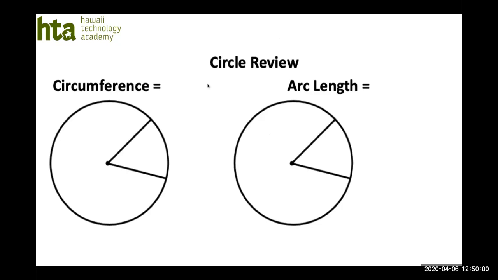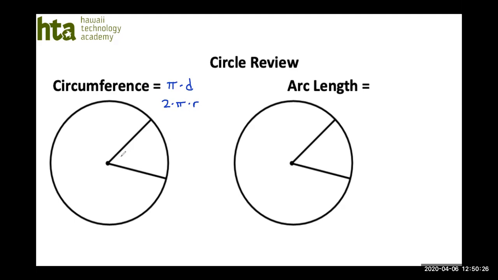Before we do any of that, let's talk about why radians work. We need circles to show that. Just a review for you guys, circumference. To find circumference, we always did pi times diameter, in other words, 2 times pi times the radius. Both of those are different ways that you can find the circumference of a circle.